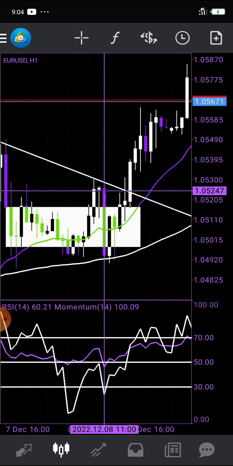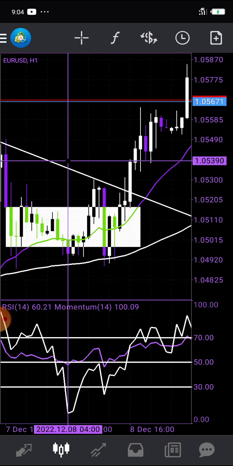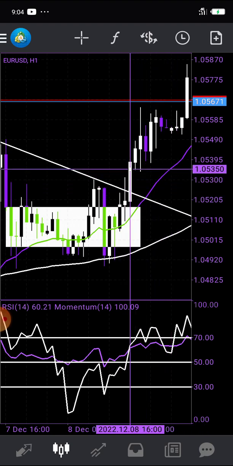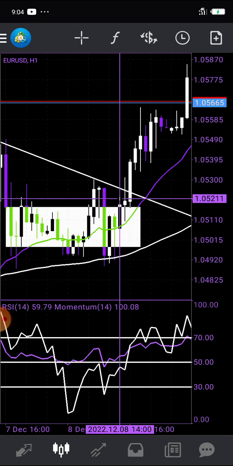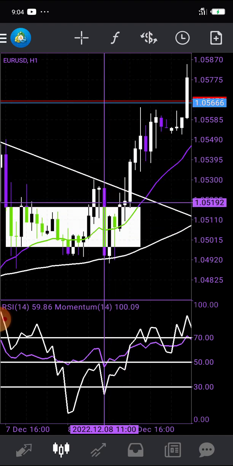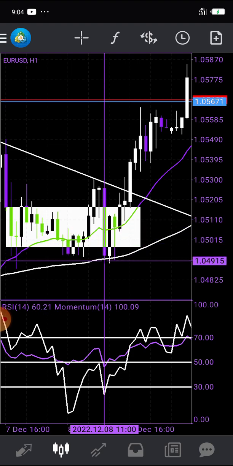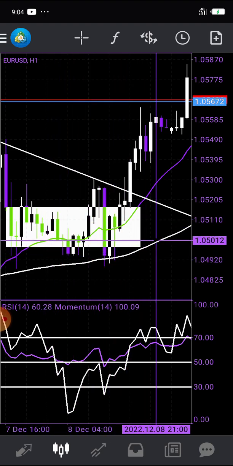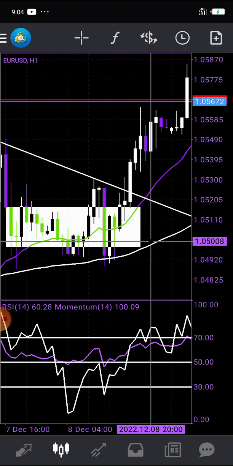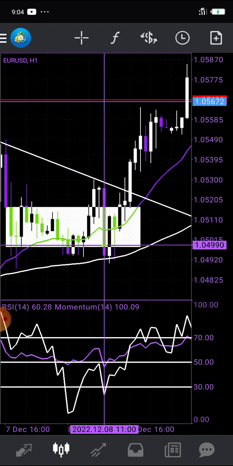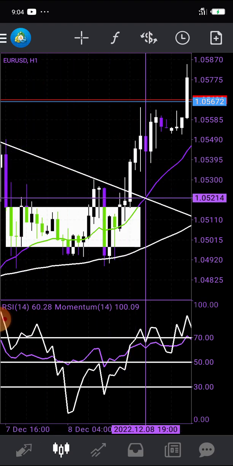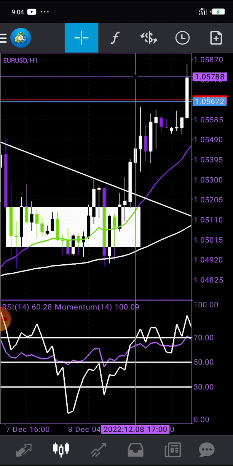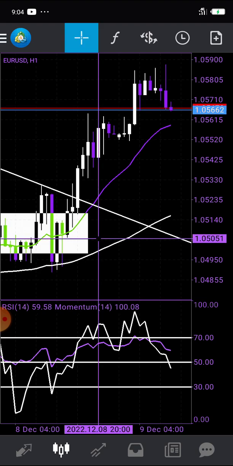I did not wait for price to break out from my trend line and then continue in the same direction of my proposed strategy. So I got stopped out at this point here, and then price continued. It used the 50 moving average as a support, and then continued back up, broke out of my trend line, and then just skyrocketed.